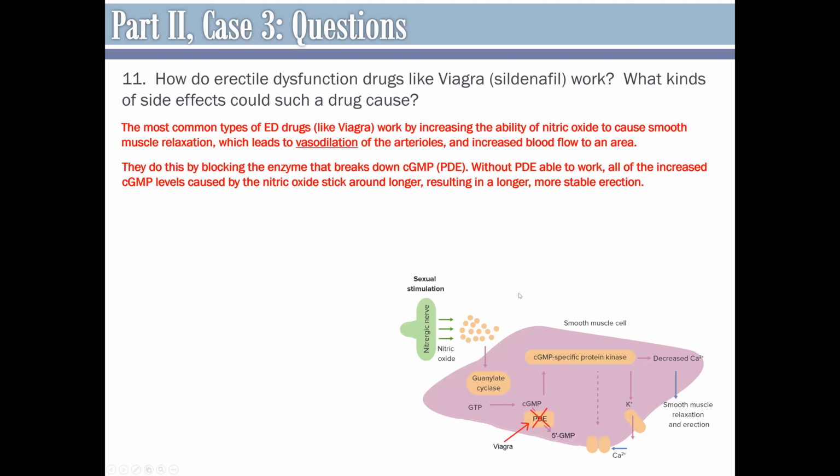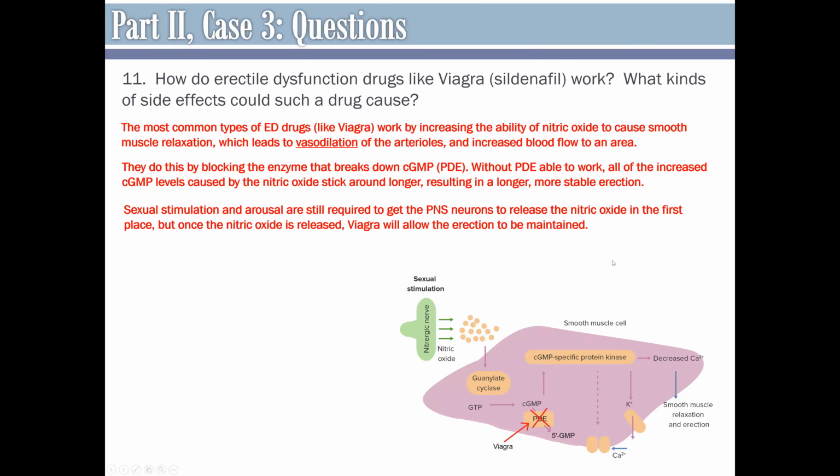So here's the pathway that we looked at earlier. So these drugs are working by blocking this enzyme, which is necessary for turning off the erection. And so once you have nitric oxide released, you're going to get smooth muscle relaxation and a continued or extended erection.